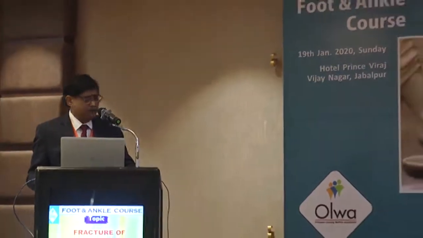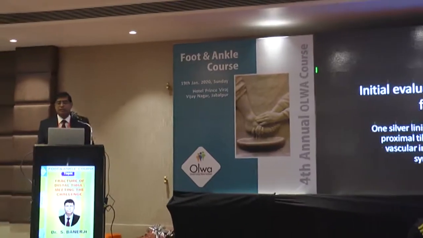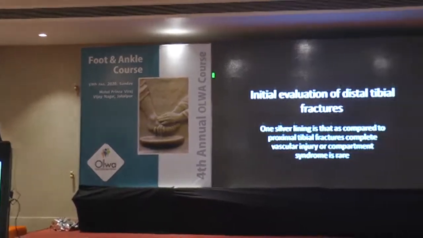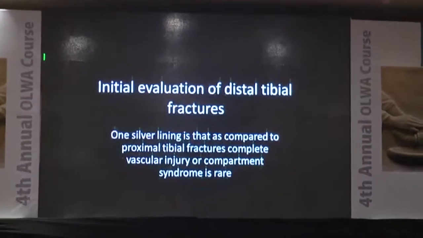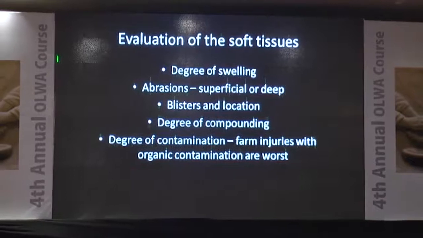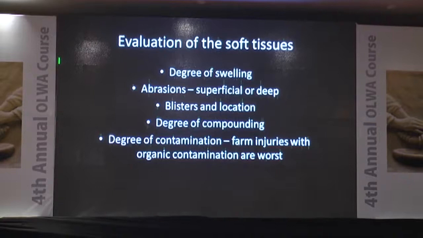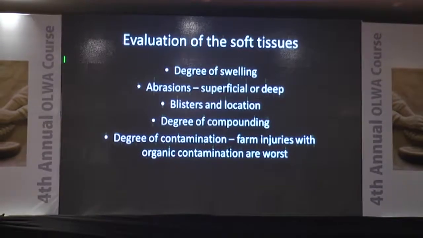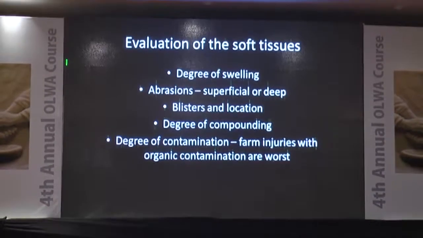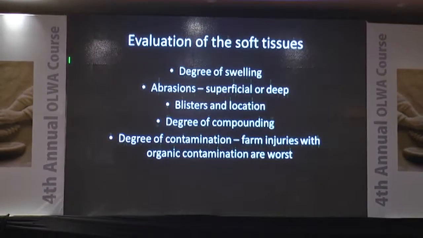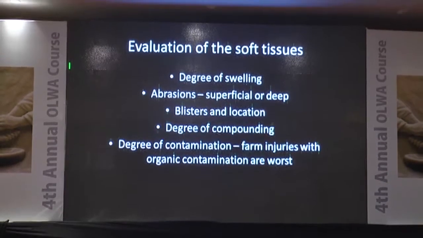So, initial evaluation of these fractures: the one silver lining is that, as compared to proximal tibial fractures, complete vascular injury or compartment syndrome is a little less common or rare. So how do you evaluate the soft tissue? You see the degree of swelling, you see the abrasions, whether they are superficial or deep, you see the blisters and their location, you see the degree of compounding, you see the degree of contamination, whereas farm injuries with organic contamination are the worst.